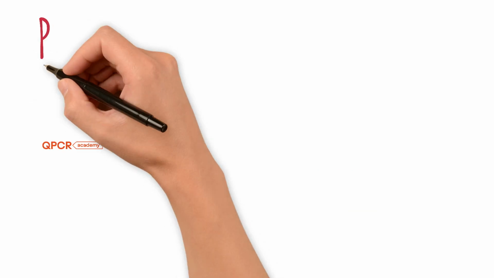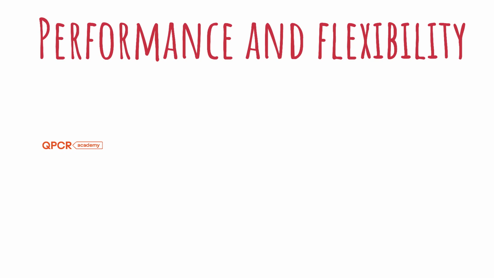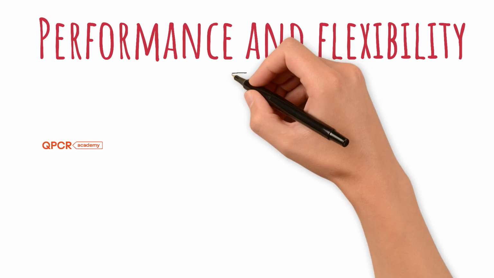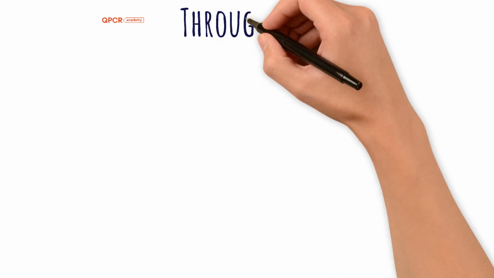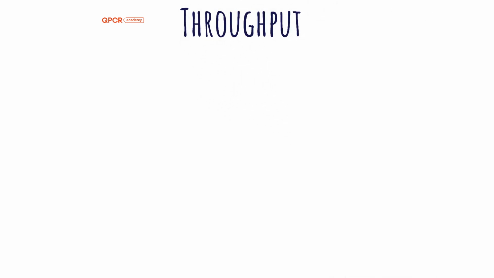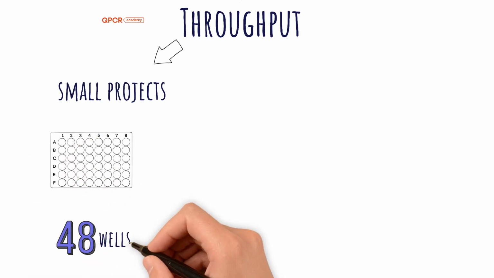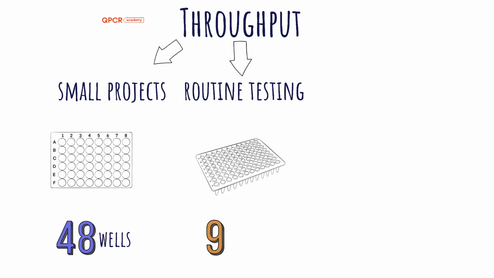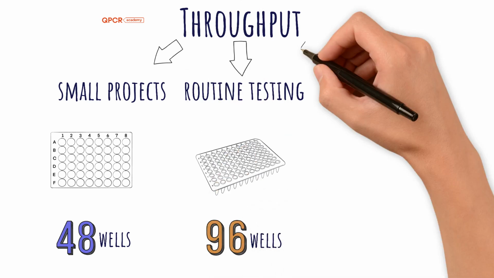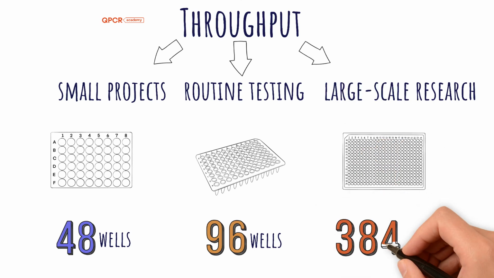Let's dive in. When evaluating a qPCR system, think about performance and flexibility first. These directly affect how well the system fits your current and future needs. Start with throughput. Match it to your experiment size. For small projects or pilot studies, a low throughput system with 16 to 48 wells is often enough. For routine testing, the standard 96 well format is the most common and versatile. And if you're doing large-scale research, a 384 well system is the way to go.